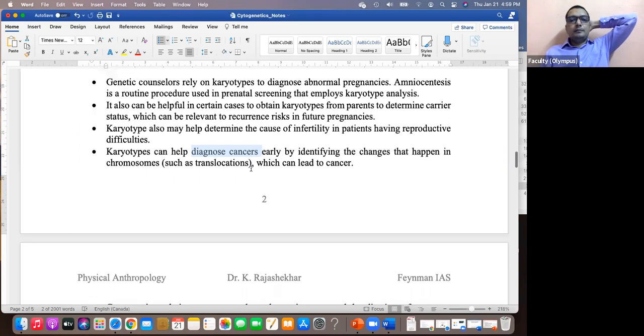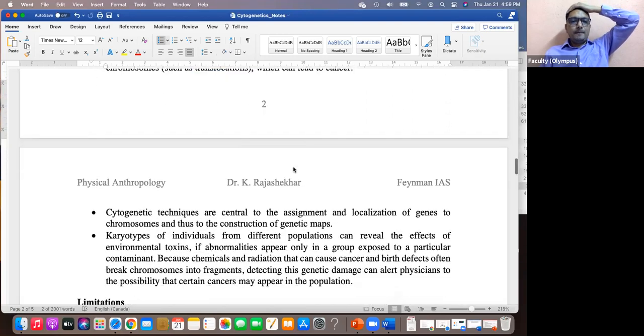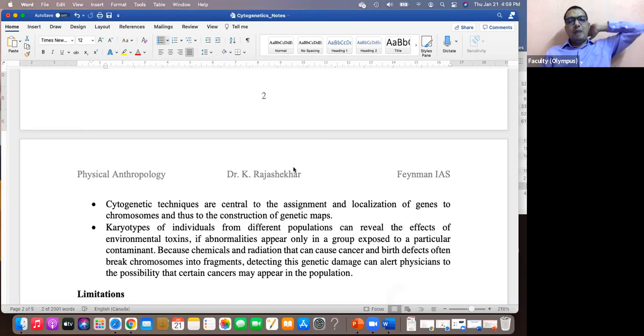So: prenatal screening, carrier screening, finding causes for reproductive problems, and diagnosing cancers. And even in gene mapping, sometimes we can use cytogenetic techniques to identify the localization of genes to chromosomes.